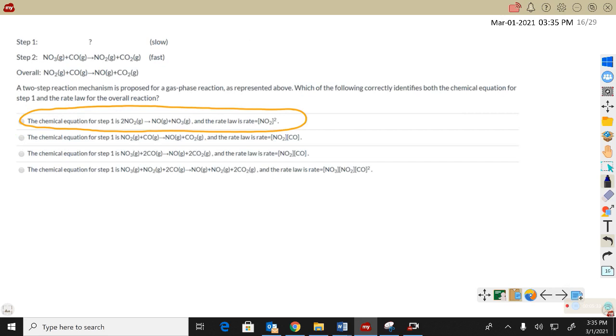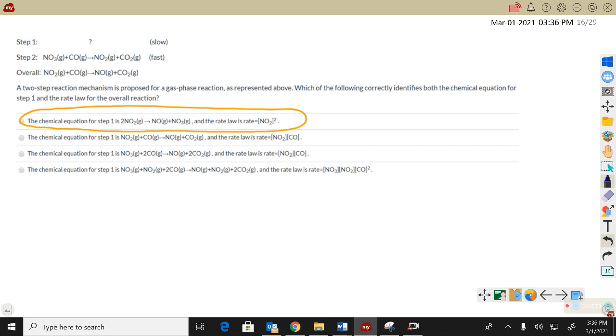Here's a part of a rate law. I have a two-step mechanism, say part of a mechanism, missing the first step. Which of the following correctly identifies both the chemical equation for step 1 and the rate law for the overall reaction?